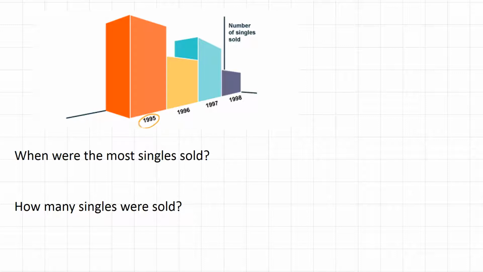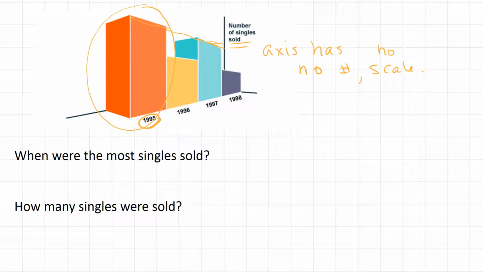And it definitely looks like 1995 has the highest number of singles. But if you were to draw this line back in a straight line because of the perspective drawing, they're actually not that different. They might even be the same. So that massive increase that it looks like it has, it actually doesn't. It's an optical illusion. And the other thing is that the axis has no numbers on it, no scale. And so that means that we don't know how many singles were sold in 1995. So no idea.